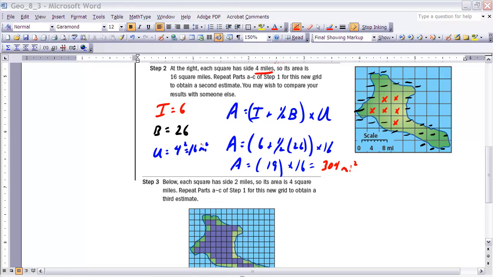Now if I look at step 3, it says below each square has a side of 2 miles, so its area is 4 square miles. So my U value here is going to be 4 square miles. What we want to do is the same thing for that one. So if you can go through and count up your boundary squares and your inside squares, we'll get a calculation for the area based on this new grid.